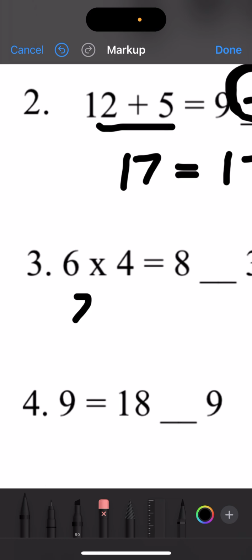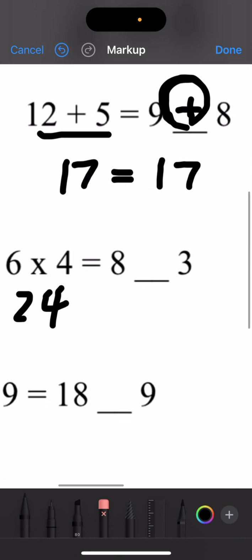6 times 4 is 24, and 8 blank 3 has to equal 24. And we could do 8 divided by 3, but we're going to get a decimal or a fraction that is not 24. So let's try multiplication, and we get 24.